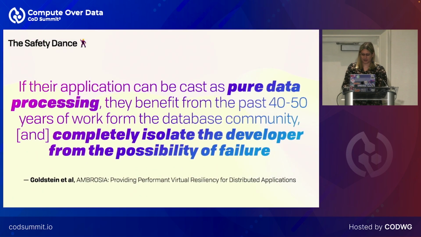Something people worry about a lot is how do we make distributed computation safe in a trustless setting? It's a tall order. Microsoft and the Azure team have looked at this a fair bit. And one of the papers that we found very inspirational is called Ambrosia. And it essentially says if you can reduce things down to pure data, which is what we're doing with content address data, then you can take all of the learning from the past 50 years of database systems and apply them to your computation. You can get atomicity on arbitrary computation.